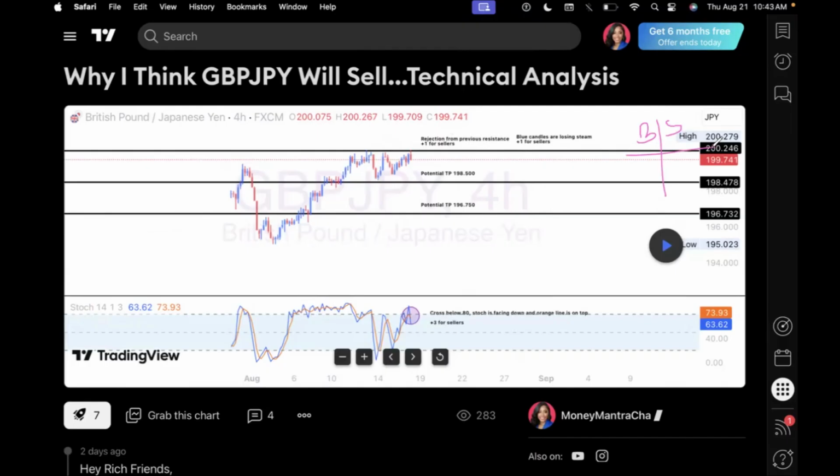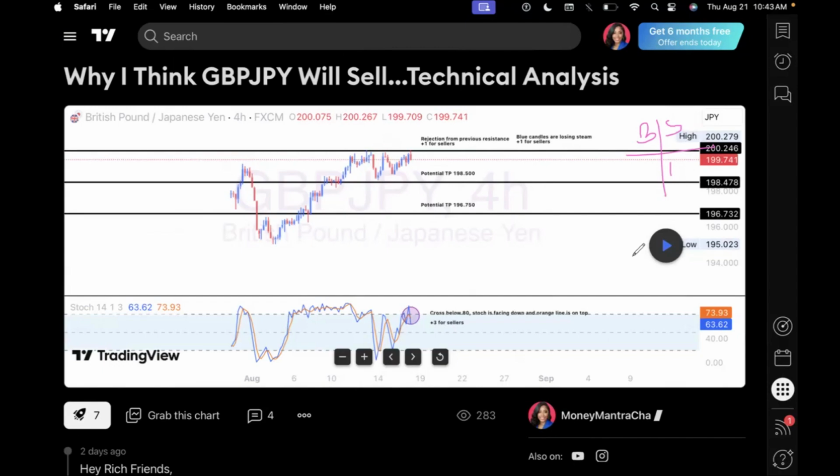Three confirmations are good. I consider that a C plus setup. Four confirmations are great. I consider that a B plus setup. And five confirmations are fantastic. I consider that an A plus setup. So far, we have one confirmation for the sellers. Now, the next thing that I look for is the momentum.